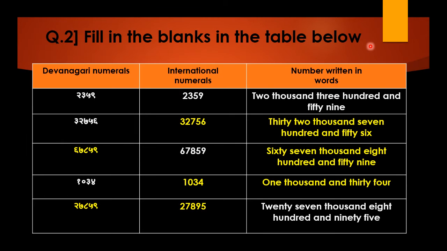Now let us solve question number 2. Fill in the blanks in the table below. This type of table is given in your textbook, where 3 columns are there: Devanagari numerals, international numerals and numbers written in words. So these are the numbers which are in Devanagari, international and words you can see. First example is already solved in the textbook also. So students, here the numbers or the words which you can see in yellow color are the answers. So likewise we are going to write the answers.